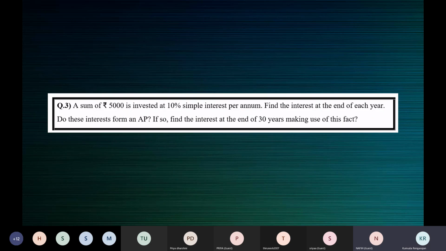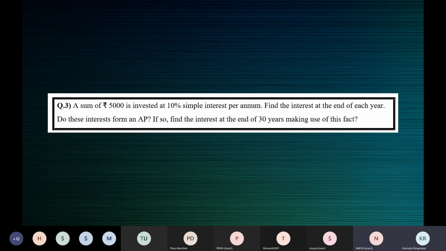This is the next question. A sum of rupees 5,000 is invested at 10% simple interest per annum. Find the interest at the end of each year. Meaning we need to find the interest at the end of the first year, end of the second year, end of the third year. Do these interests form an AP? That we need to check. If so, if the interests form an AP, find the interest at the end of 30 years, making use of this fact.